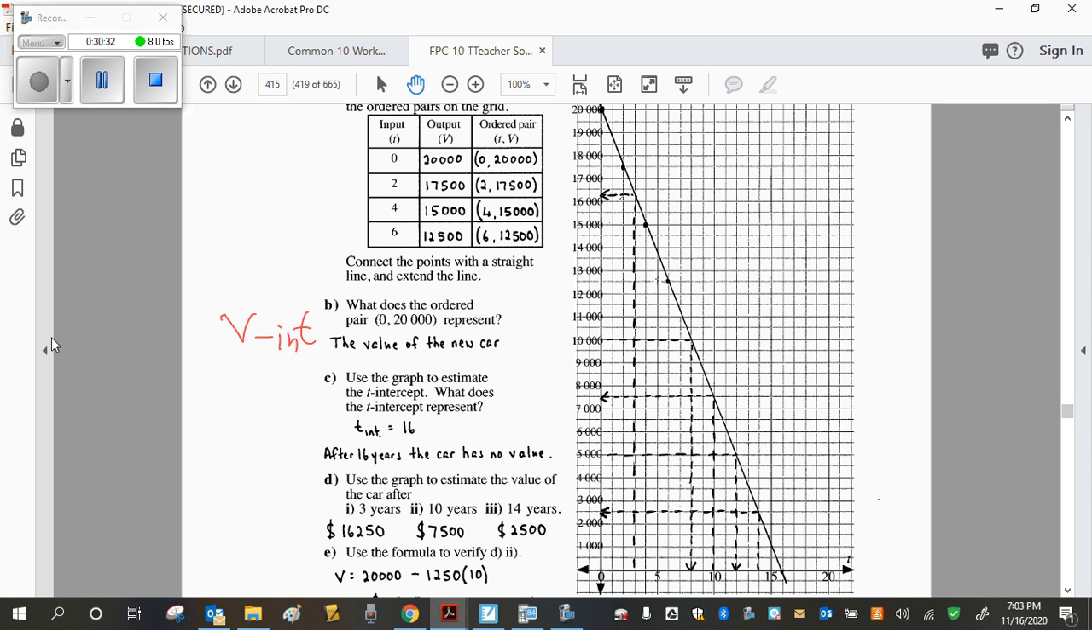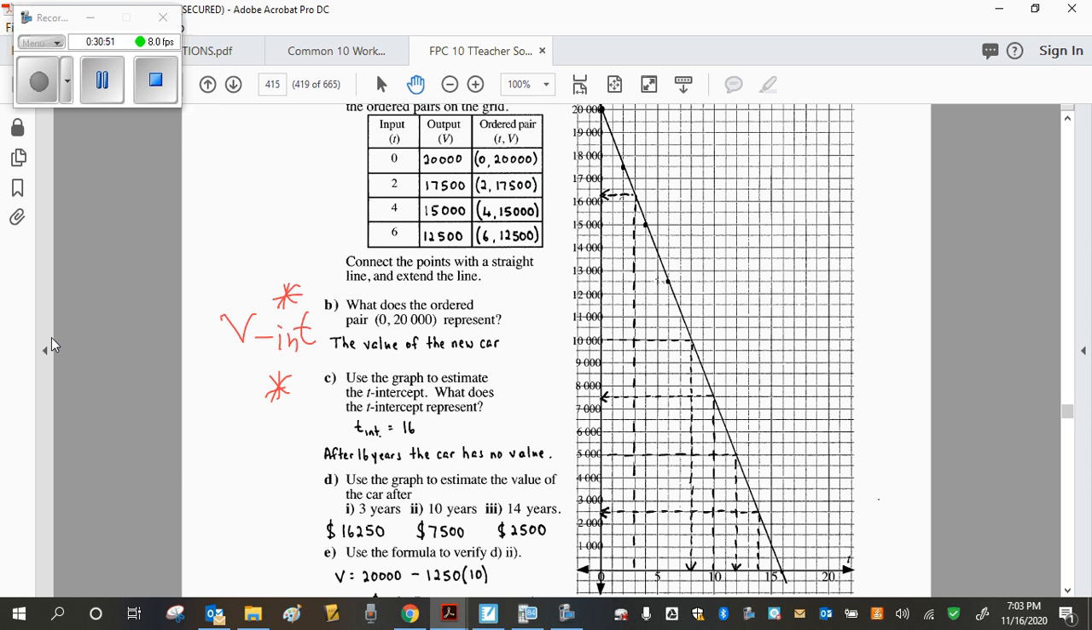And it's the value of the new car. Okay, in 0 years, or 0 years old, it's $20,000. You could also say the purchase price of the new car. Star that guy, and star this gal.